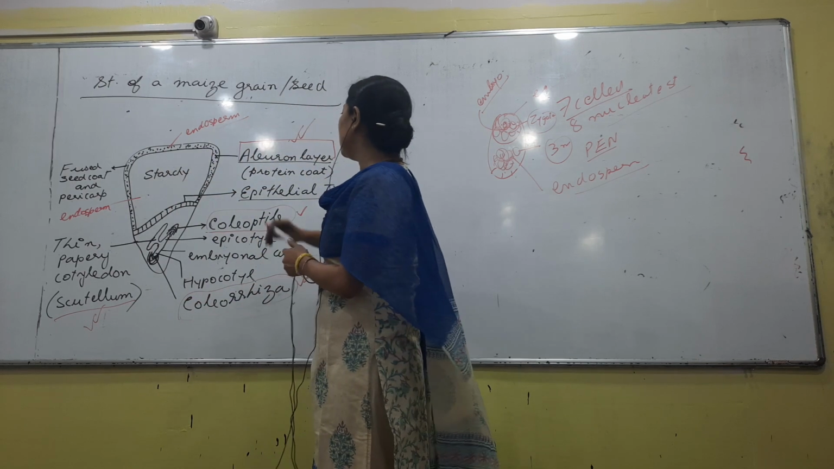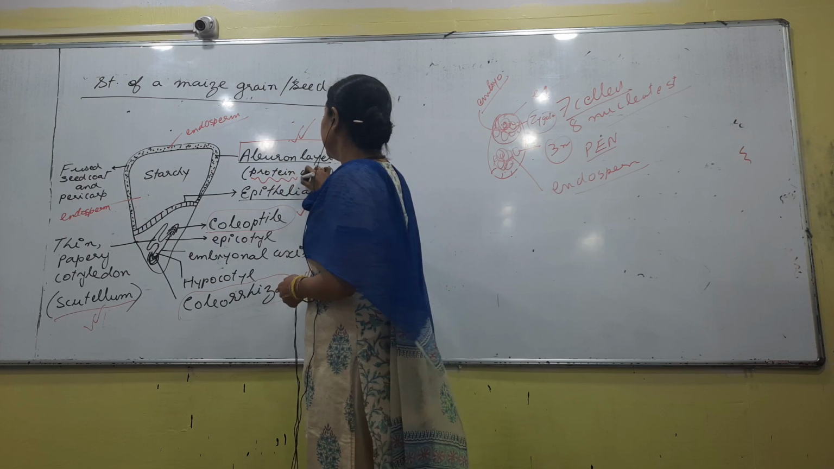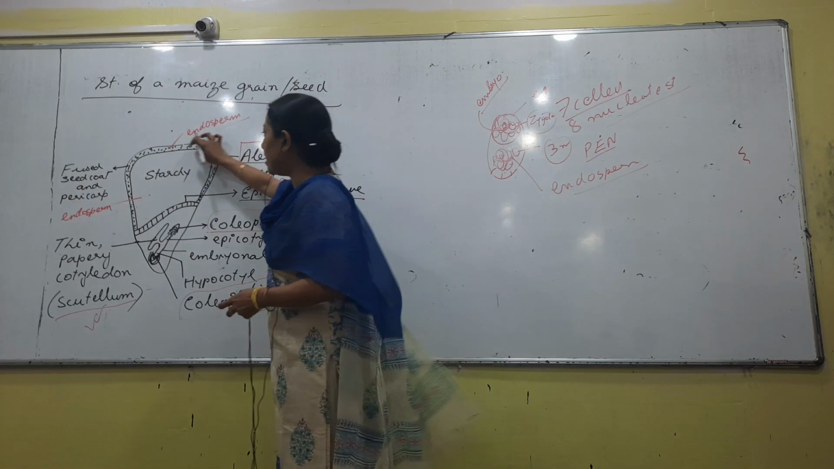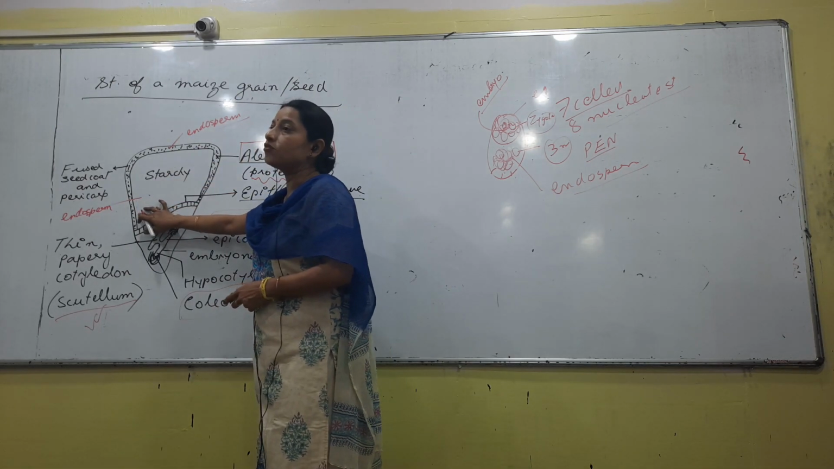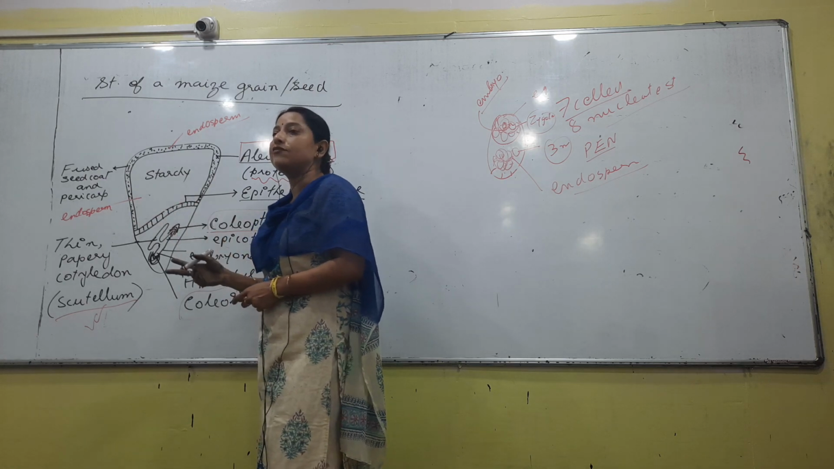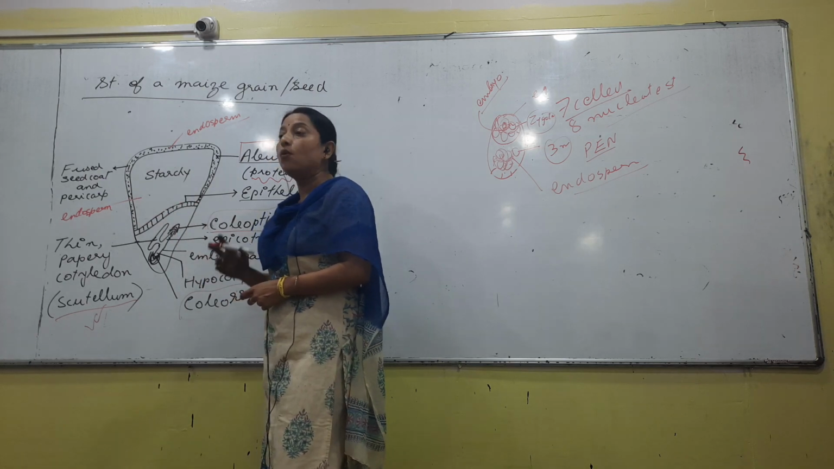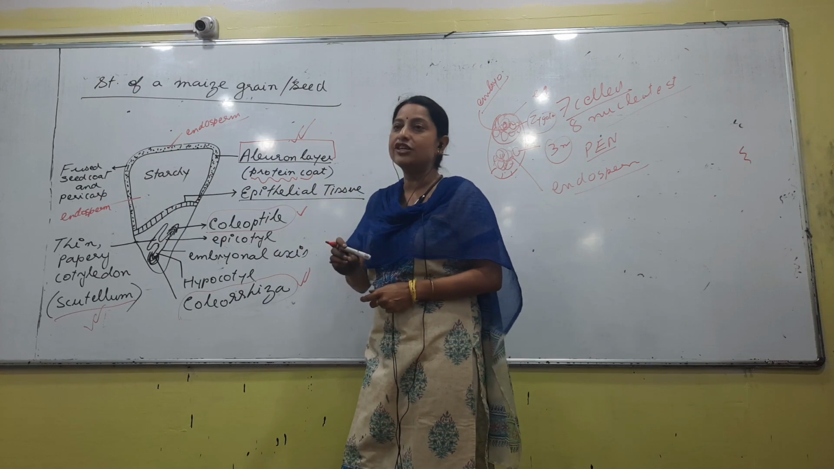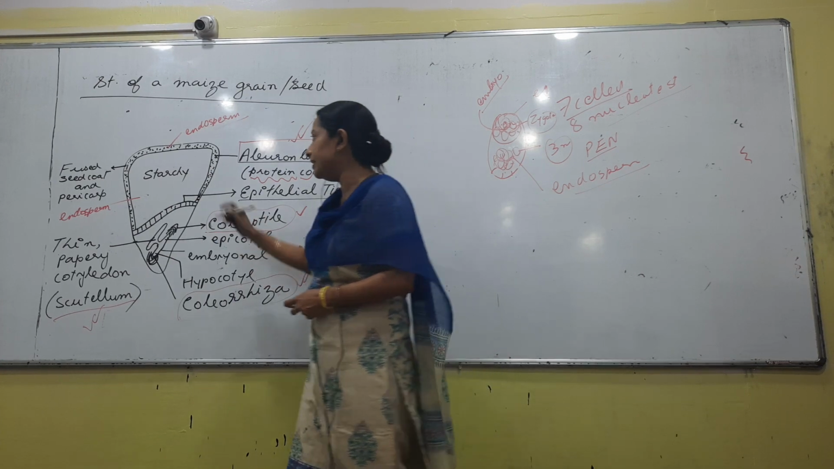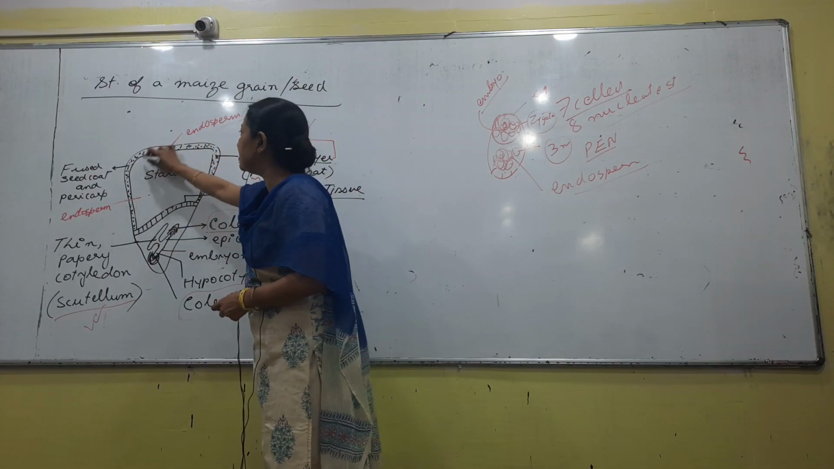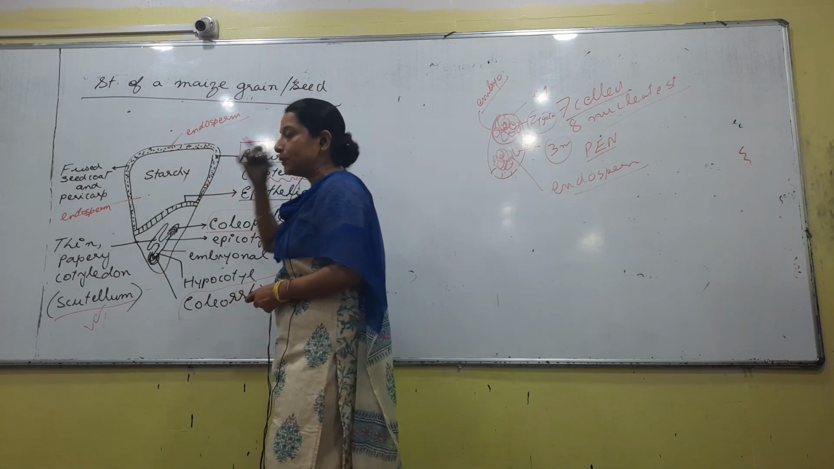Talking about this aleurone layer, what is written here? Protein coat. So this part is the proteinaceous endosperm. So a seed having two types of endosperm, for example a maize seed. What are the two types of endosperm? Starchy endosperm and proteinaceous endosperm, right? The proteinaceous one is limited to a thin layer, while the starchy is more, right?